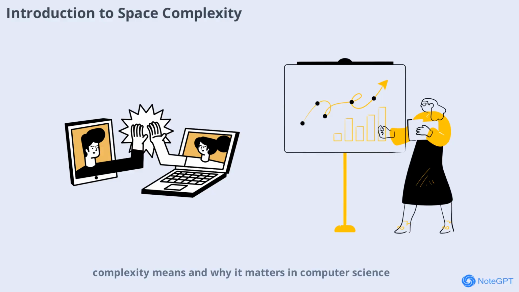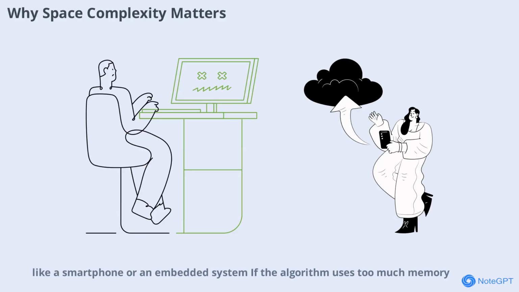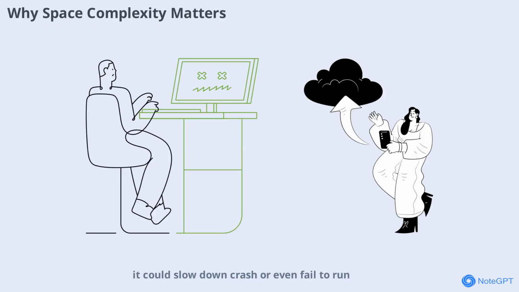in computer science. Space complexity isn't just a theoretical concept, it has real-world implications. Imagine running an algorithm on a device with limited memory, like a smartphone or an embedded system. If the algorithm uses too much memory, it could slow down, crash, or even fail to run. Efficient memory usage is crucial for performance, scalability, and cost. That's why understanding space complexity is essential for developers and engineers working on practical applications.